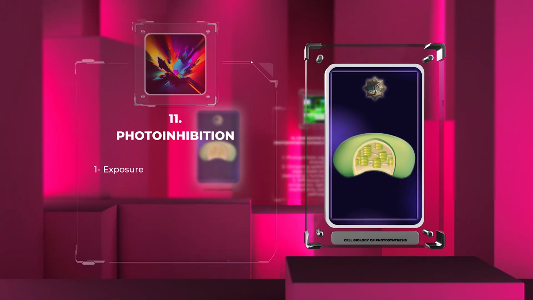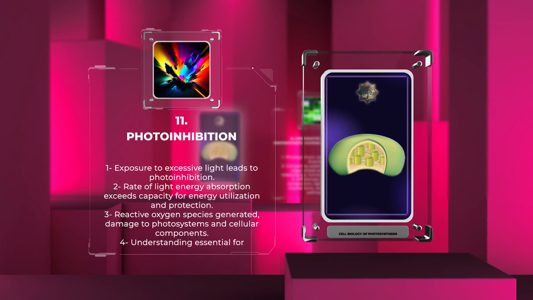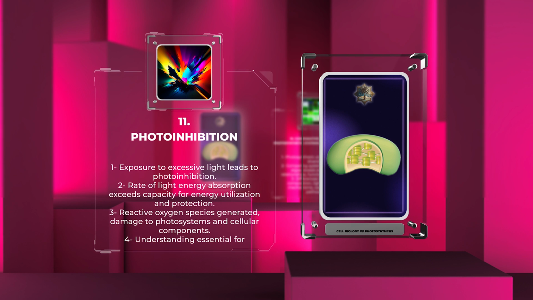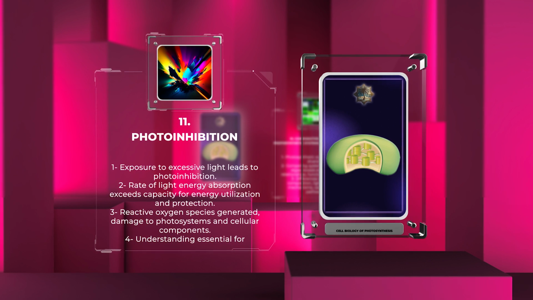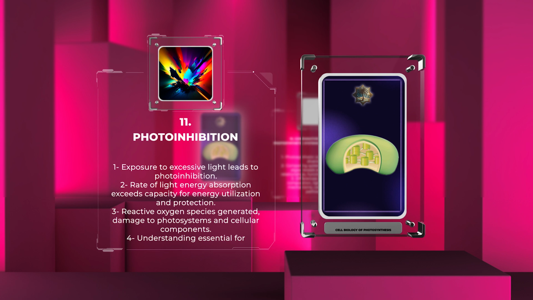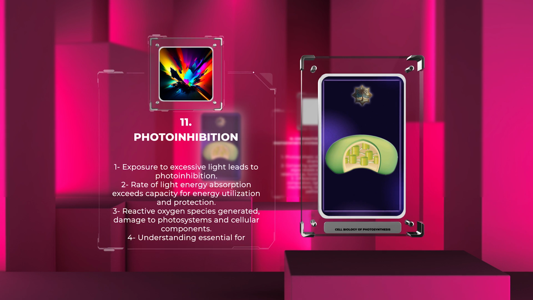Exposure to excessive light can be detrimental to photosynthetic organisms, leading to a phenomenon known as photoinhibition. Photoinhibition occurs when the rate of light energy absorption exceeds the capacity for energy utilization and protective mechanisms. This imbalance results in the generation of reactive oxygen species, which inflict damage to the photosystems and other cellular components. Understanding photoinhibition is essential for developing strategies to enhance crop productivity and stress tolerance.